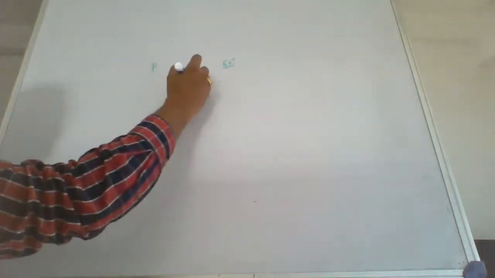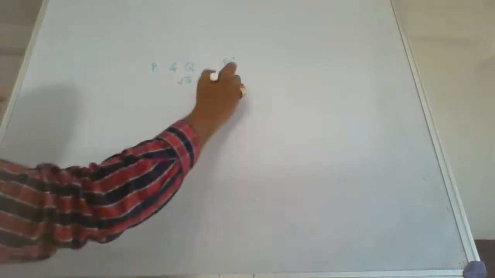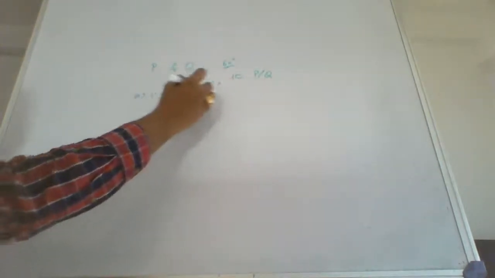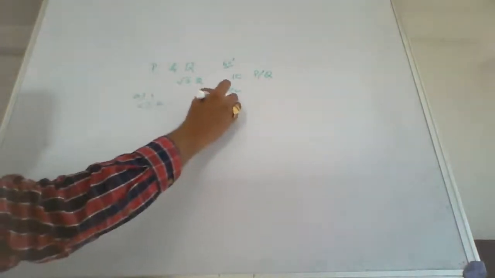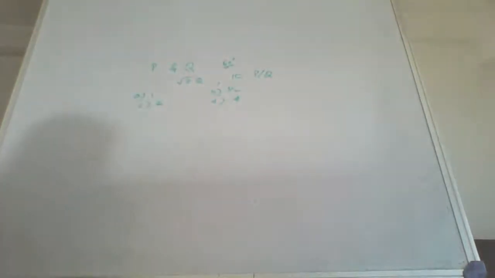Now, if I have the resultant vector of two forces of magnitudes P and Q acting at a point at an angle of 60 degrees is square root of 7 Q, then what is P by Q? The choices are 3 by 2, 2, and 4.